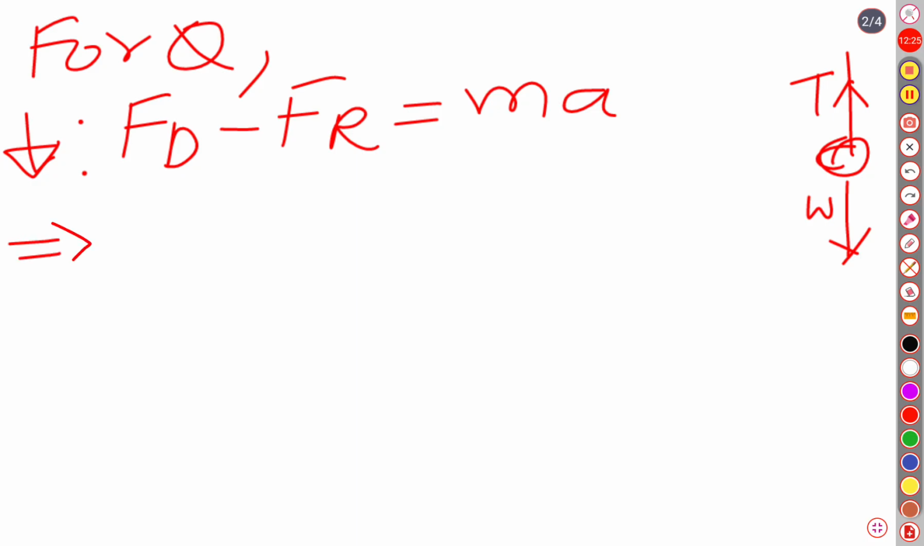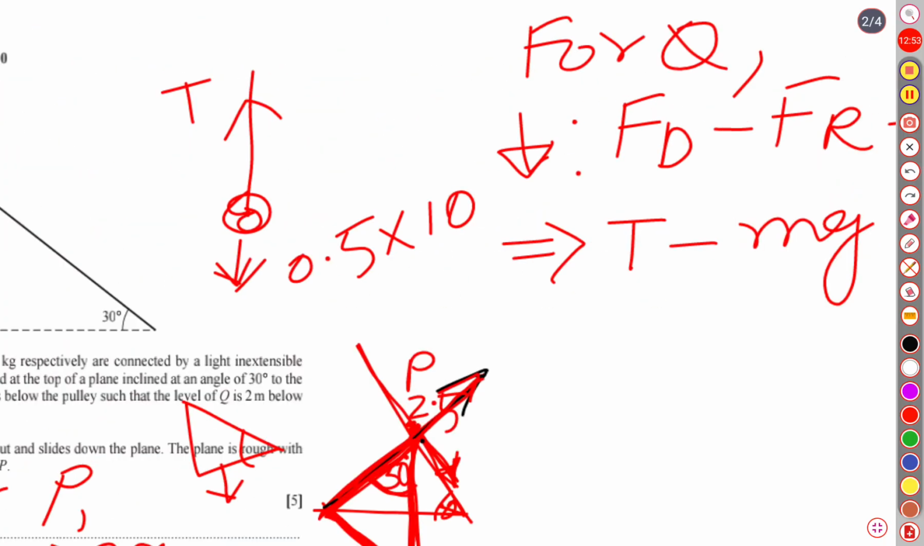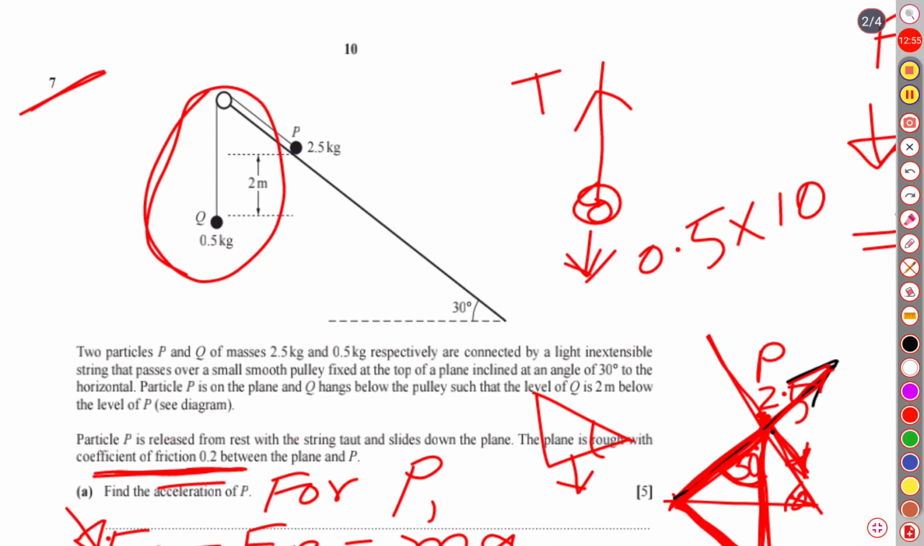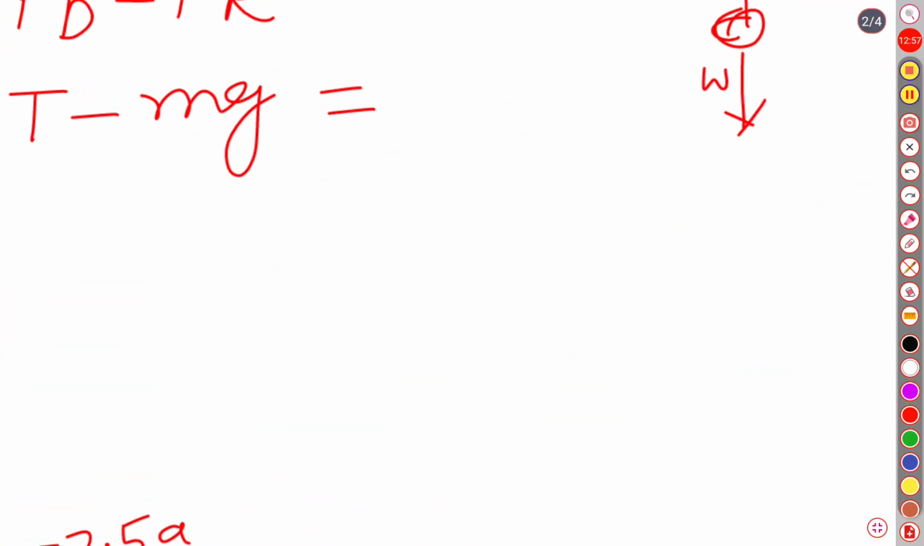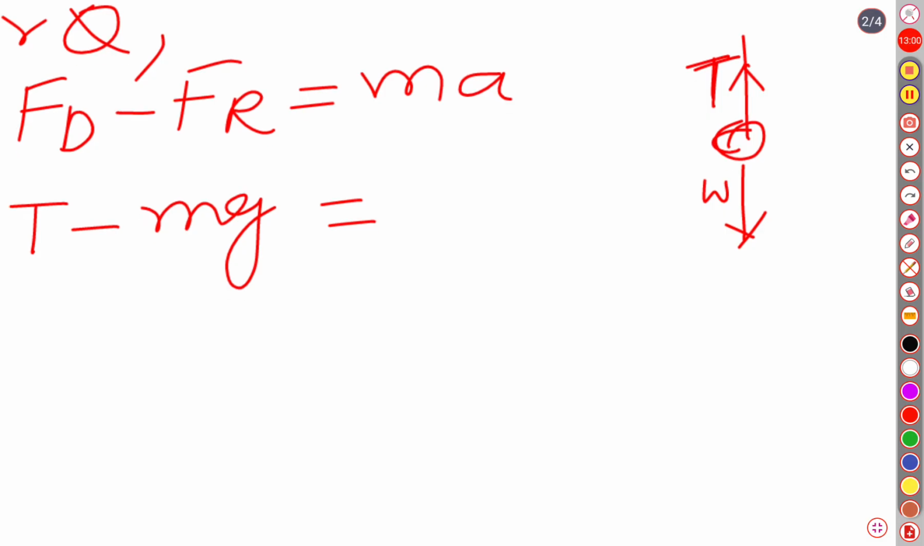Our driving force is nothing but the tension, because tension is pulling it upward. So we are writing tension, and the resistance force is also nothing but the weight. Weight is mg, that is vertically downward. Equal to the mass of particle Q, which is 0.5, so let us write here 0.5a.